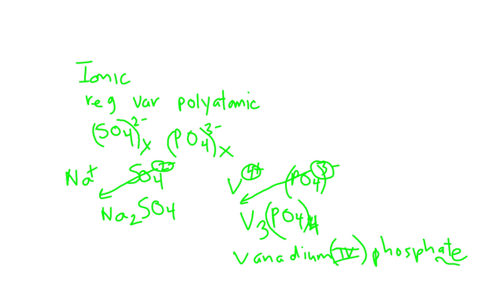So we've done the ionic regulars, we did ionic variables, we did some ionic polyatomics with regulars and variables, and then after that we did naming acids. I think we need a color change for the acids, since acids are usually represented by red. So now we're going to do some acids.